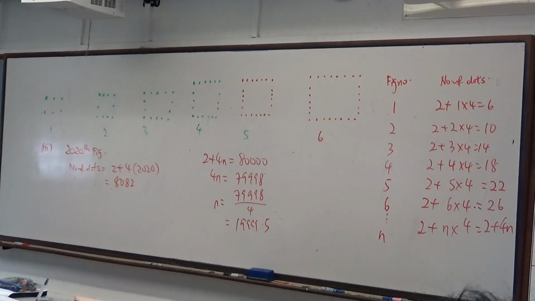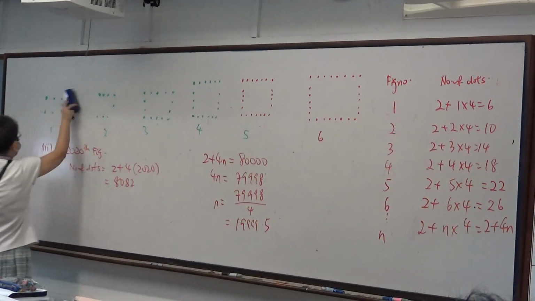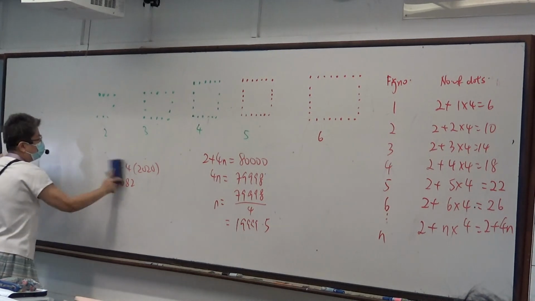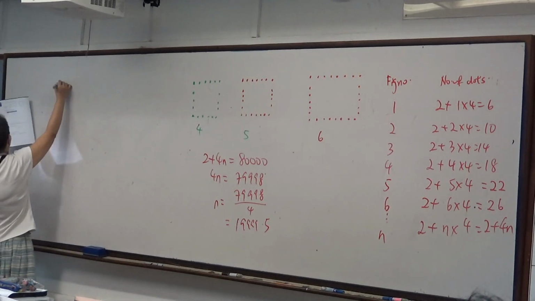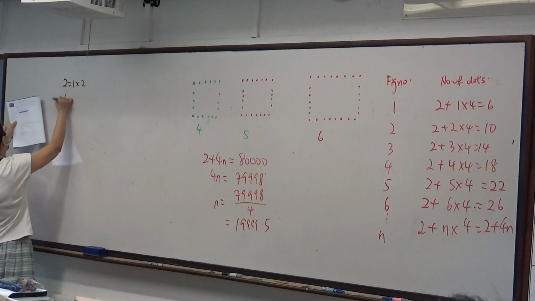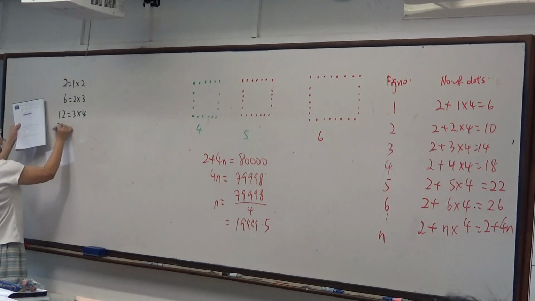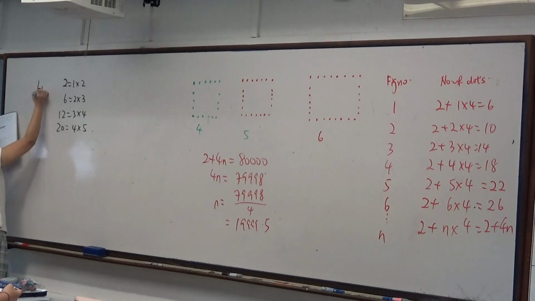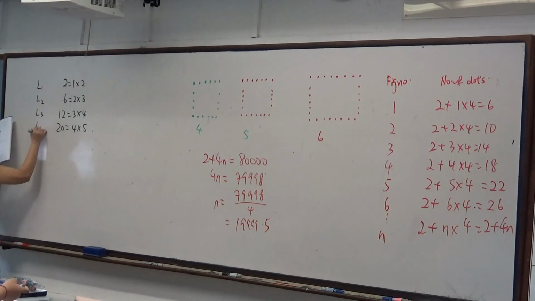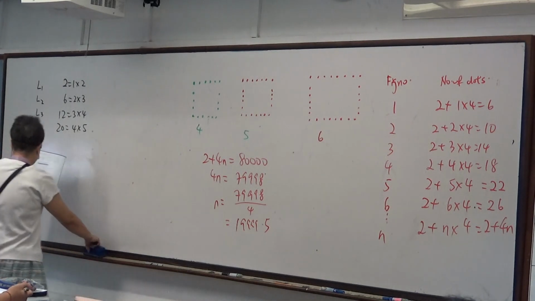Next. I'm going on to question number 2. All of you look at question number 2. I'm going to show you this question. 2 is 1 times 2. 6 is 2 times 3. 12 is 3 times 4. 20 is 4 times 5. Now, this is actually line 1, line 2, line 3, line 4. Can you see what I'm talking about? Yes or no? The whole thing is a line. That's part 1.